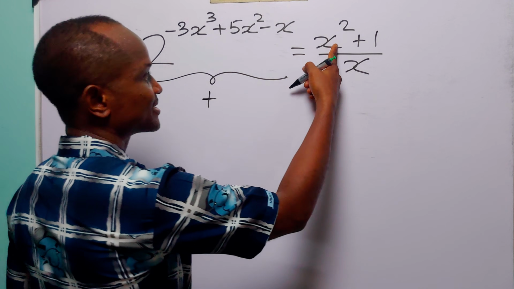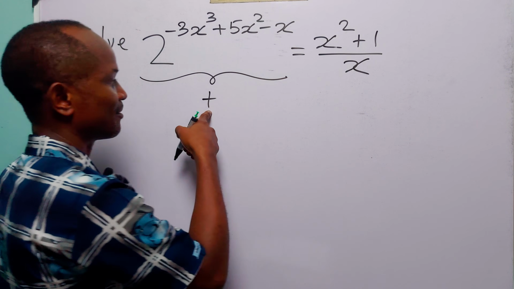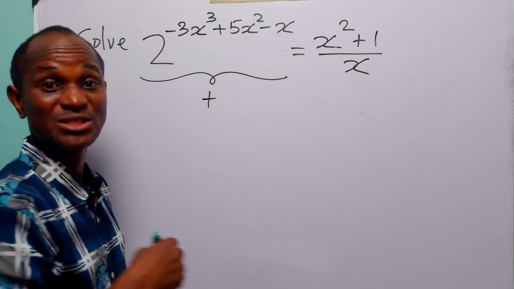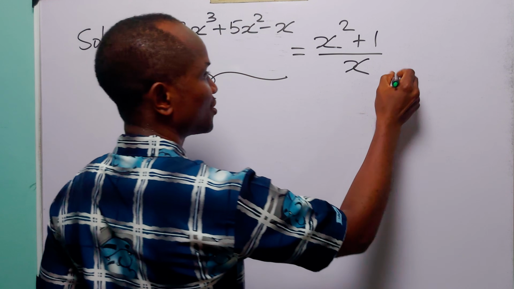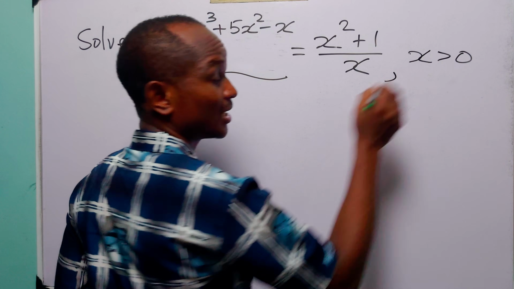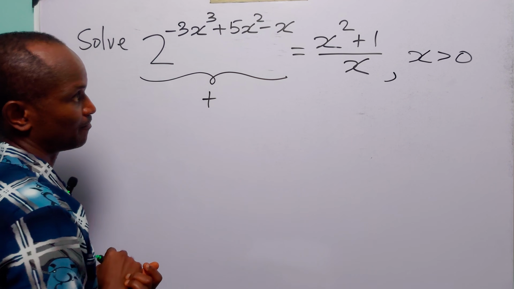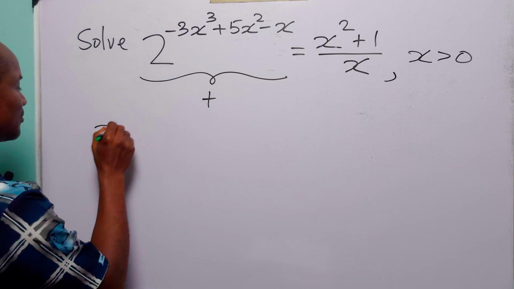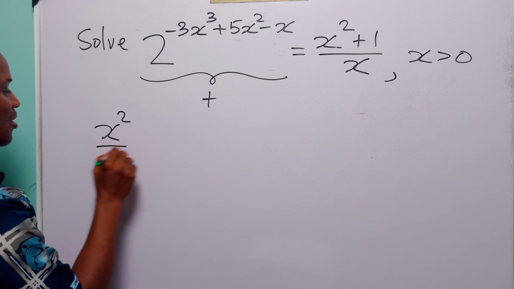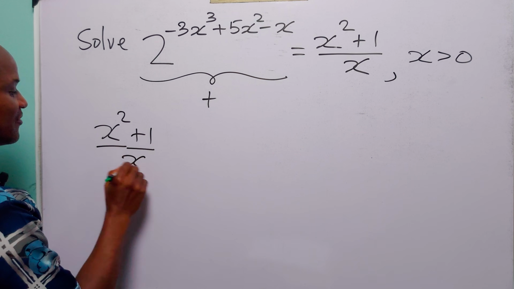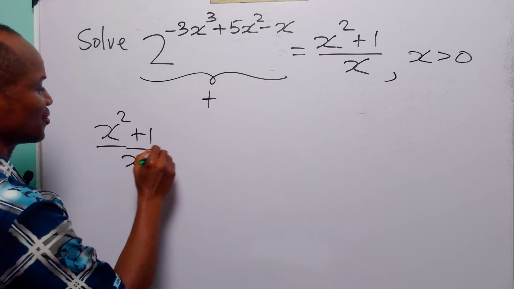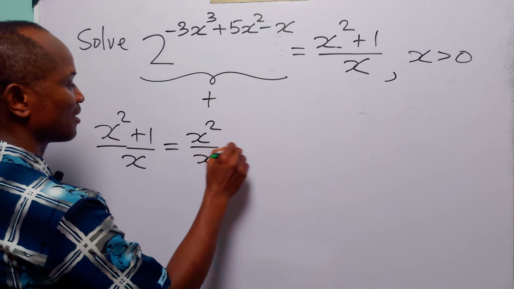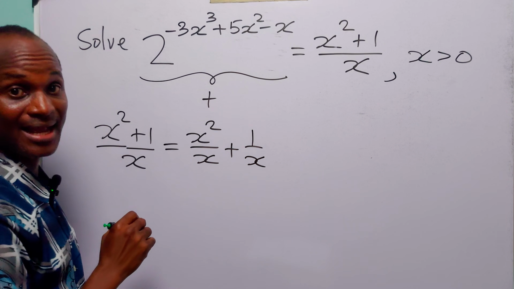That means that x squared plus 1 over x must be positive, and in turn, that means that x must be greater than 0. So we have that x must be a positive number. Now let us look at this function on the right hand side. We have x squared plus 1 divided by x. Of course, you know that this is the same as x squared over x plus 1 over x.